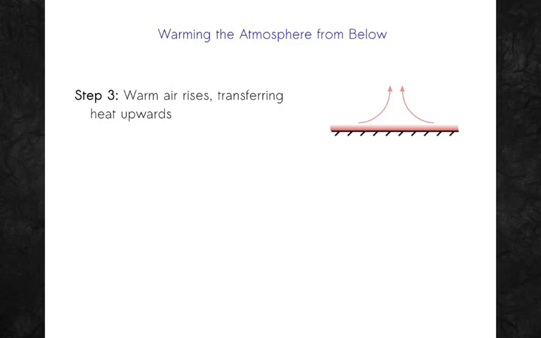So of course this is transfer of thermal energy by moving a whole air mass around, and that's always going to be referred to as convection if it's in the vertical. So we have transfer of energy upwards by convection of the air mass.